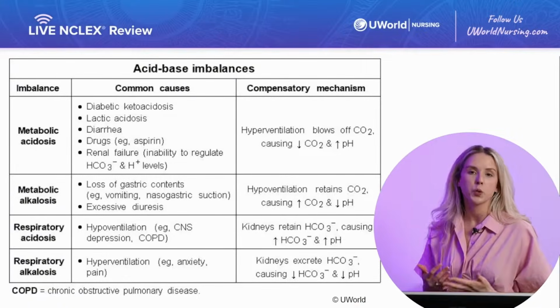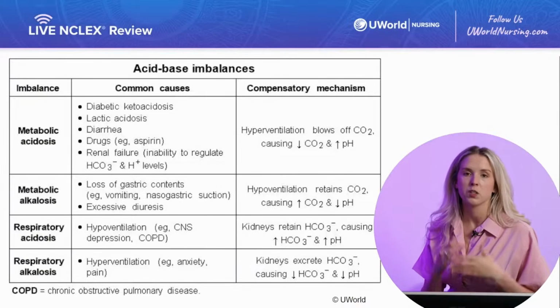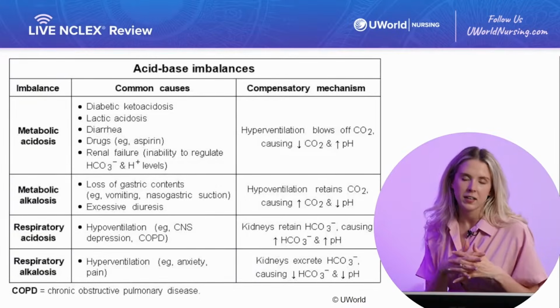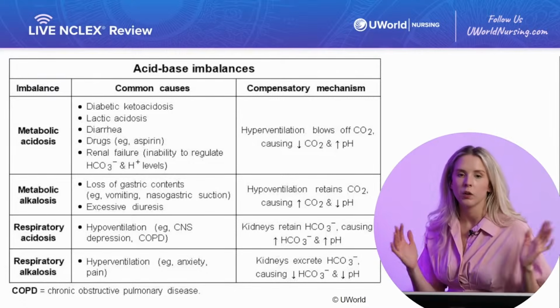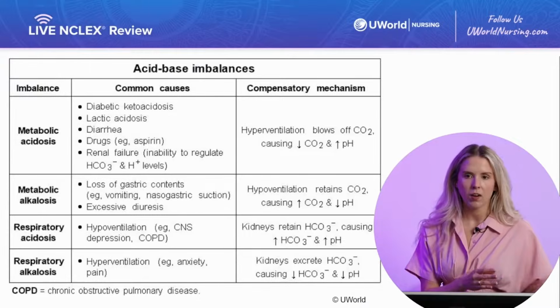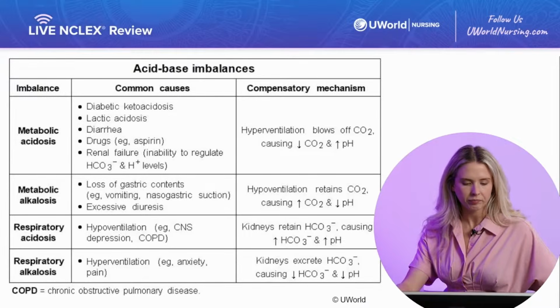We also are going to reduce the amount of bicarb we're producing, which is base, and these together, paired together, are going to help to bring our pH back down to a normal level. Again, we're aiming for that 7.35 to 7.45.